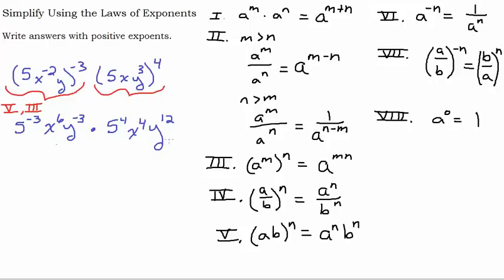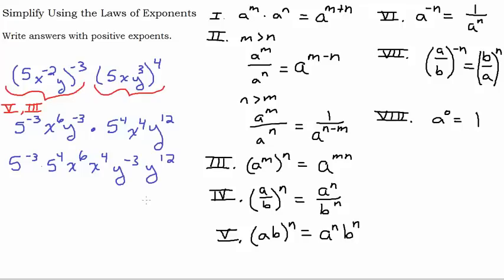Okay, so now I have a whole bunch of stuff multiplied together, which means I can rearrange it if I want to. You don't have to do this step, but I'm going to do it just to make clear exactly what's happening here. So I have 5 to the negative 3rd, and I'm going to multiply that by 5 to the 4th. There we go. And then x to the 6th, and I have an x to the 4th, and I have a y to the negative 3rd, and a y to the 12th. That's just a commutative property.